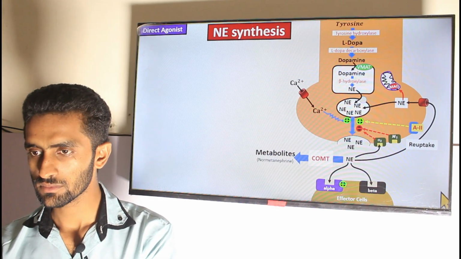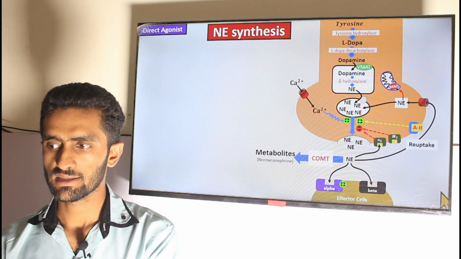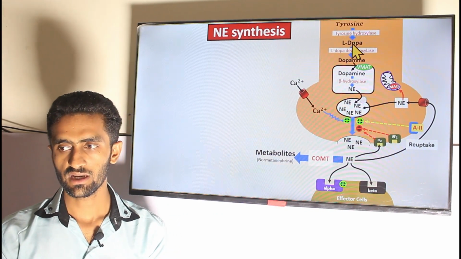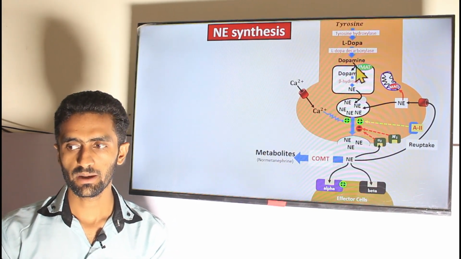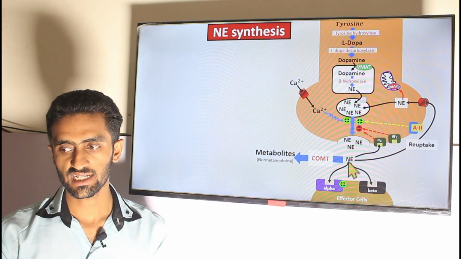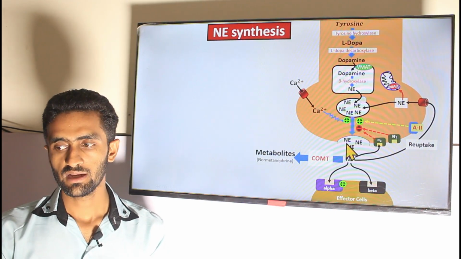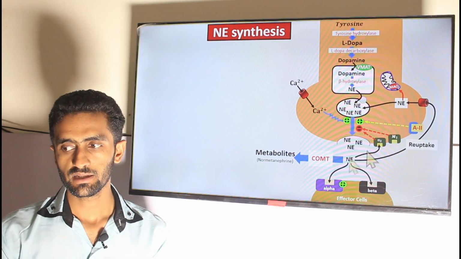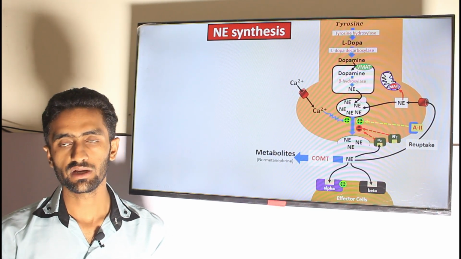Okay. Direct agonists, before that, just recall: the amino acid tyrosine goes to L-dopa to dopamine, comes into the vesicle by this transporter, then into storage, then release by calcium, and there is number 1 postsynaptic target, presynaptic, reuptake, and COMT into the metabolites.